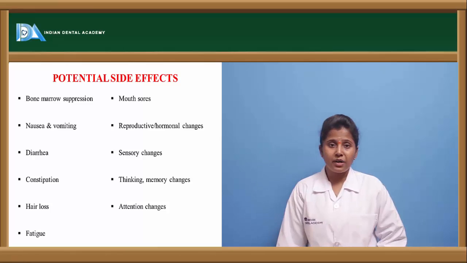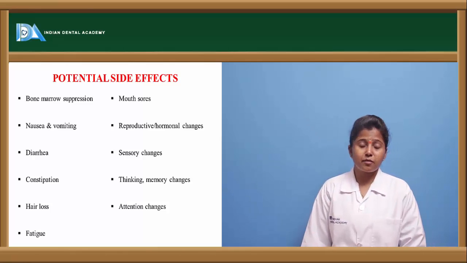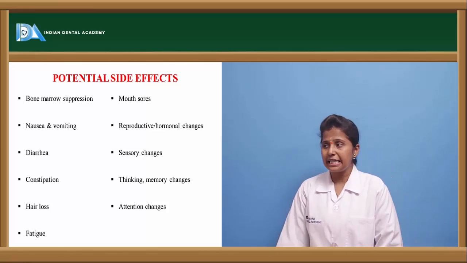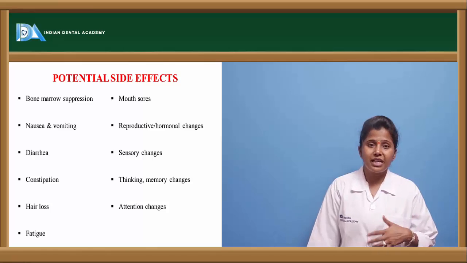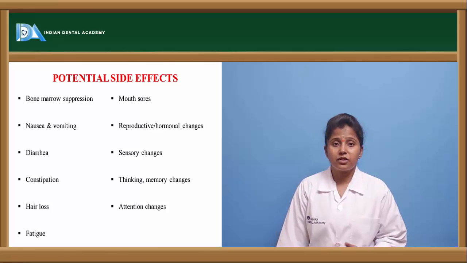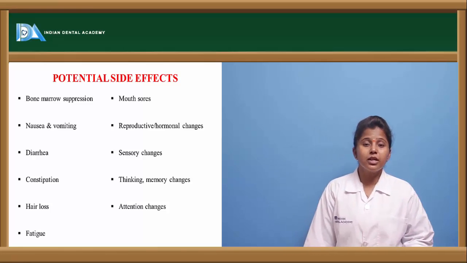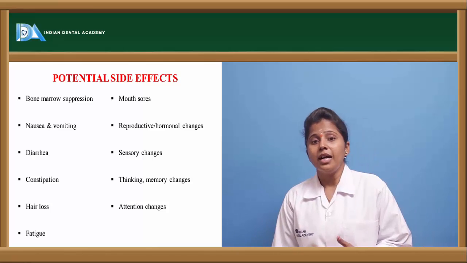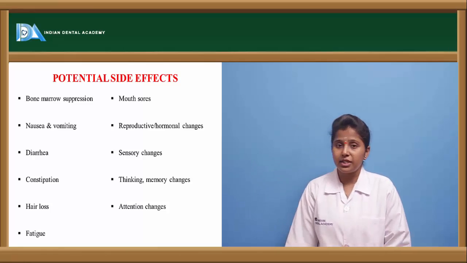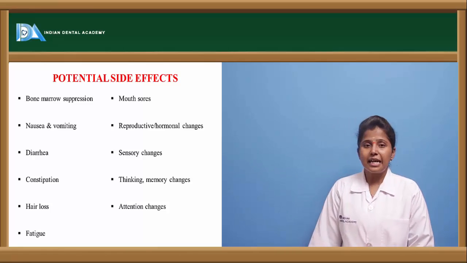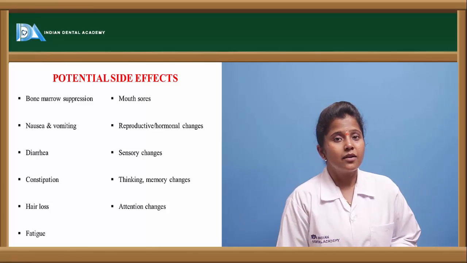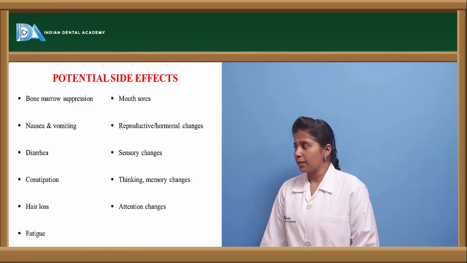And nausea and vomiting, but here all patients won't suffer from nausea and vomiting. Diarrhea, constipation, hair loss, fatigue, mouth sores. Because of the heat which is produced in the body, because of the antibiotics and the drugs which are administered to the patient, the mouth sores are observed. And also reproductive or hormonal changes, sensory changes, thinking and memory changes, as well as attention changes. So these are few of the possible side effects if a person is given chemotherapy treatment.